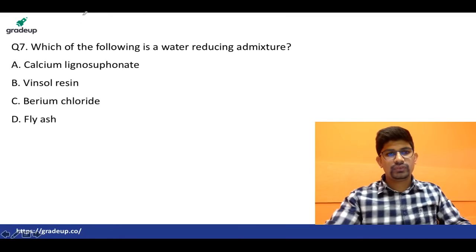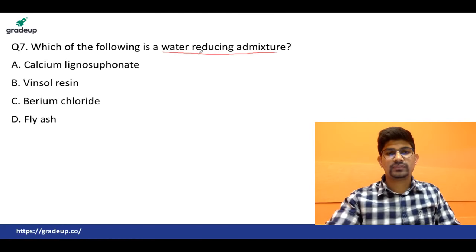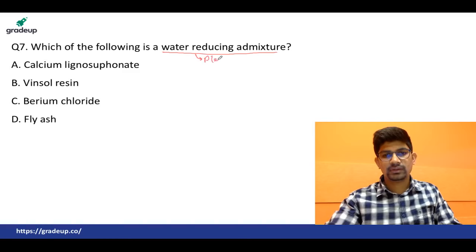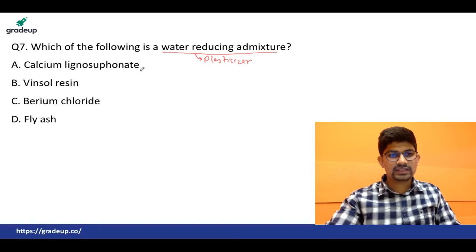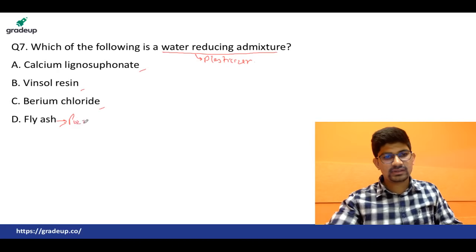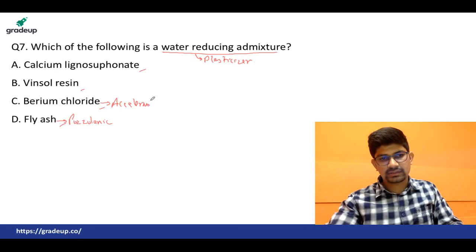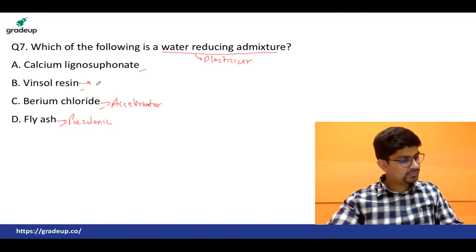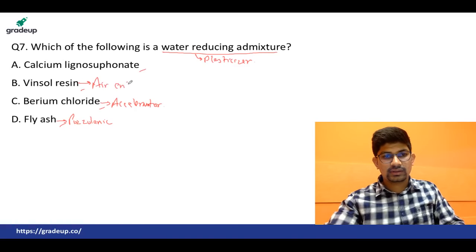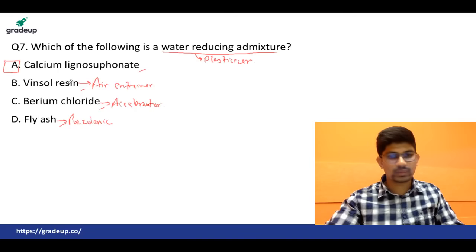Now, which of the following is a water reducing admixture? Water reducing admixture is nothing but plasticizer. So plasticizers, first is calcium lignosulfate, second is vinsol resin, barium chloride and fly ash. Fly ash is a pozzolanic material, so this is not a water reducing admixture. Barium chloride acts as accelerator. Resin acts as air entrainer. So lignosulfate is the correct answer to this question.